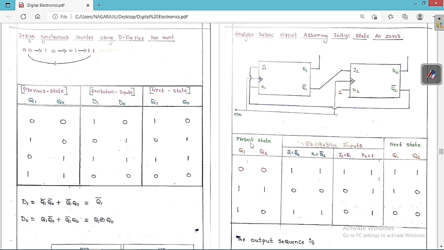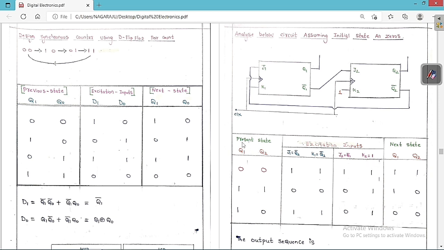Now we are going to write this table, present state and next state, and these are called the excitation inputs. The inputs are J1 K1 and J2 K2. One important point: J1 is equal to Q2 bar, and K1 is also equal to Q2 bar. Similarly, J2 is equal to Q1 bar, and K2 is equal to 1.